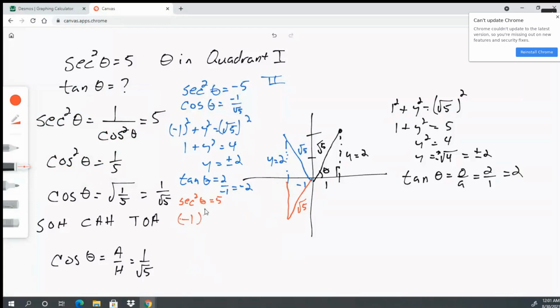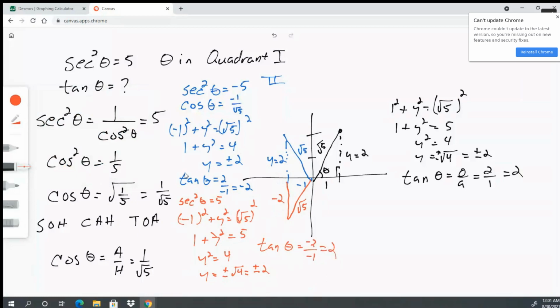Minus 1 squared plus y squared equals square root of 5 squared, giving us 1 plus y squared equals 5, or y squared equals 4, y equals plus or minus the square root of 4, which is equal to plus or minus 2, right? It's in the third quadrant. We know this value is minus 2. Tangent theta here is opposite over adjacent, which is equal to minus 2 over minus 1, which is equal to 2.